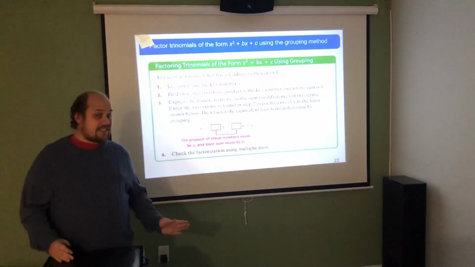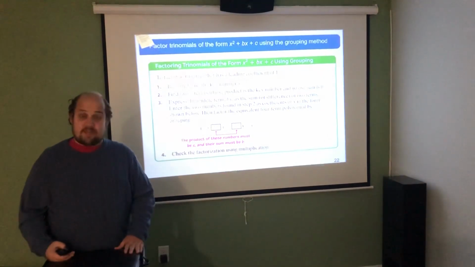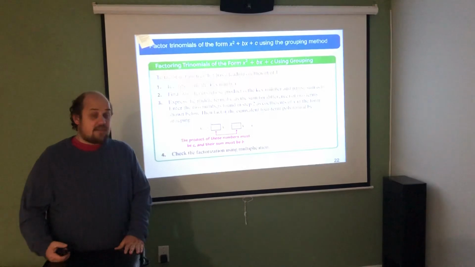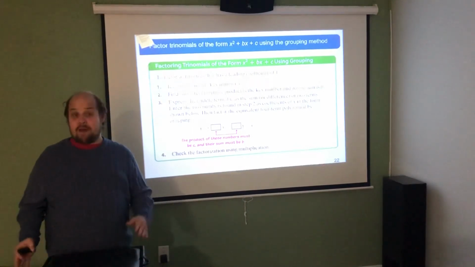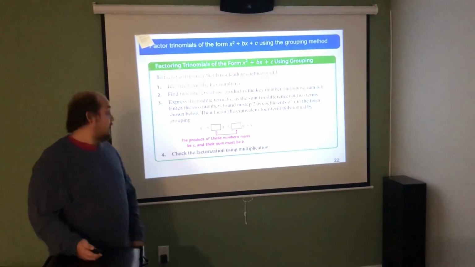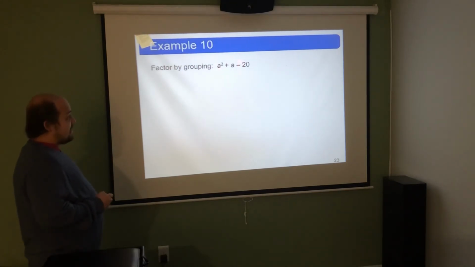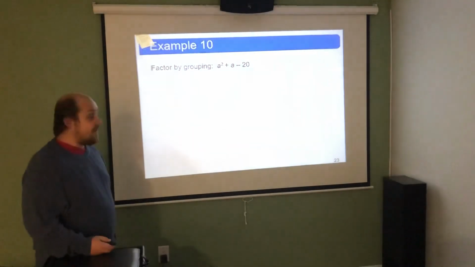Be aware that these examples always use positives. They get a little trickier if you have a negative key number. If you get a negative C, that means it must be one positive and one negative number being multiplied, which means when you combine them, you're really subtracting. If I factor by grouping, again, this negative tells me that I'm going to multiply to negative 20 and that I'm going to subtract the two factors.